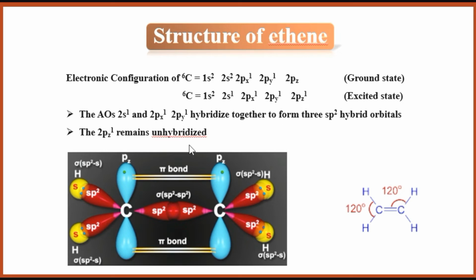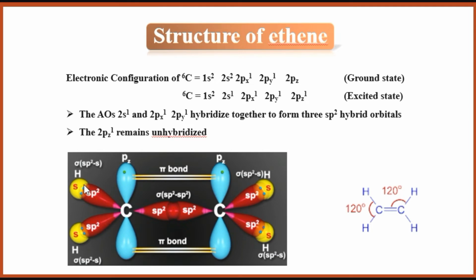So this unhybridized 2pz orbital of this carbon atom would be drawn like this, vertically over these three sp2 hybrid orbitals, and in the same way, at this carbon atom, this unhybridized 2pz orbital would also be drawn like this.